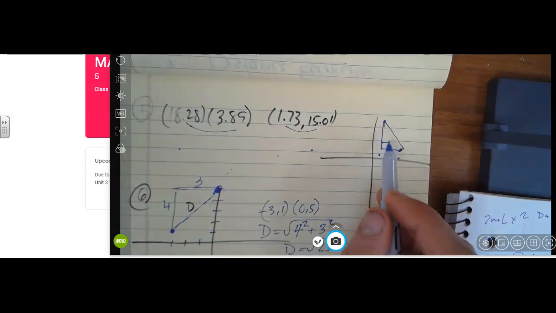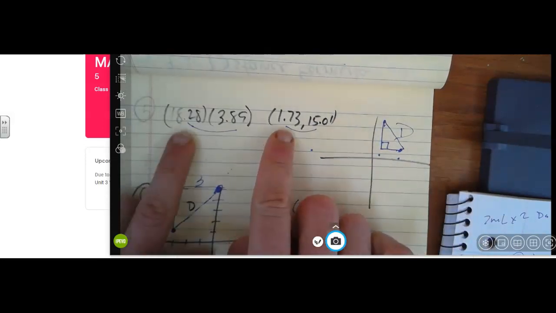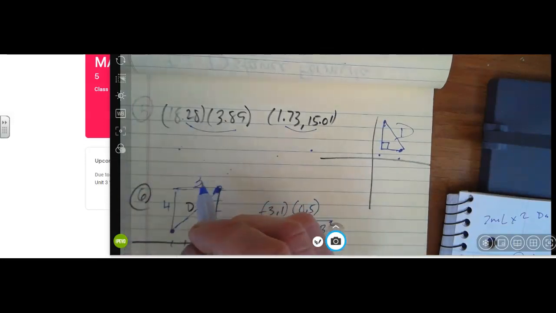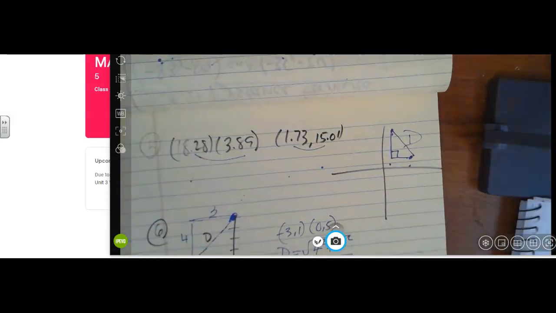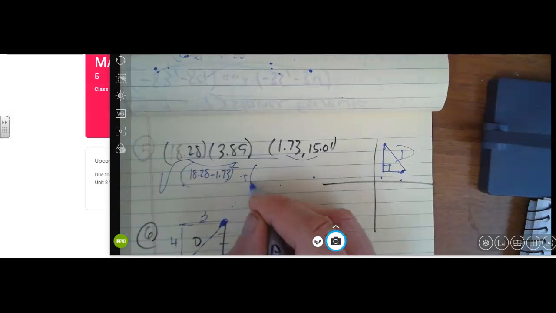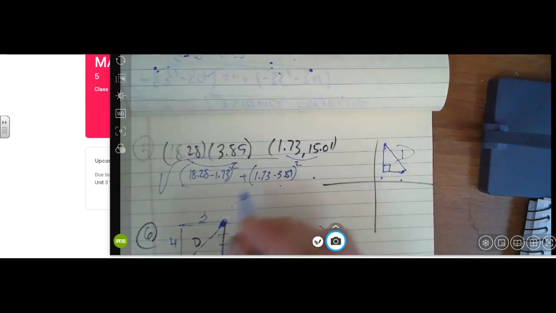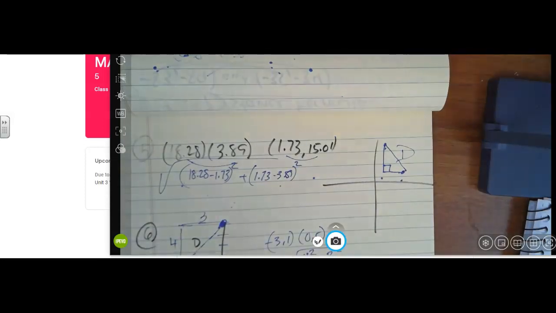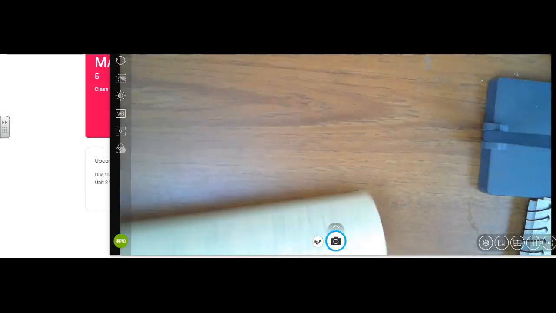So we're having a distance between these 2 points. You have these 2 points right here, 18.3. So there's my distance I'm trying to find. Again, it's the Pythagorean theorem, right triangle. The difference between the x's there, that's going to be 18.28 minus 1.73 squared plus 1.73 minus 3.989 squared. Look at those right there. And that'll be 19.94.